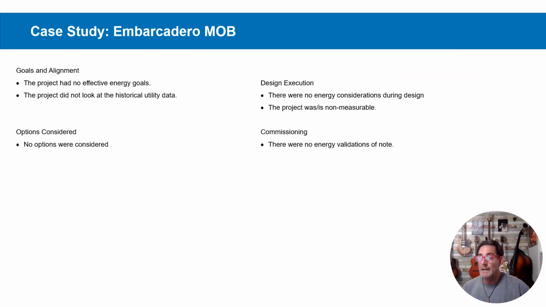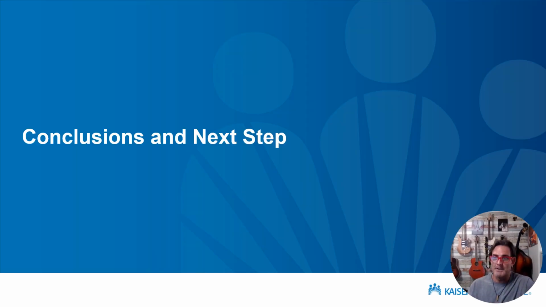So again, lessons learned on this one. There's no actual energy goals in there. We didn't look at historical utility data during design. We didn't really have any options considered that would have had an effect on design. No energy considerations during design. This project also was in an unmeasurable scenario. So if we did have energy considerations during design, we should have or would have needed to add some way of validating those. And of course, during commissioning, there were no energy validations that are worth talking about here.